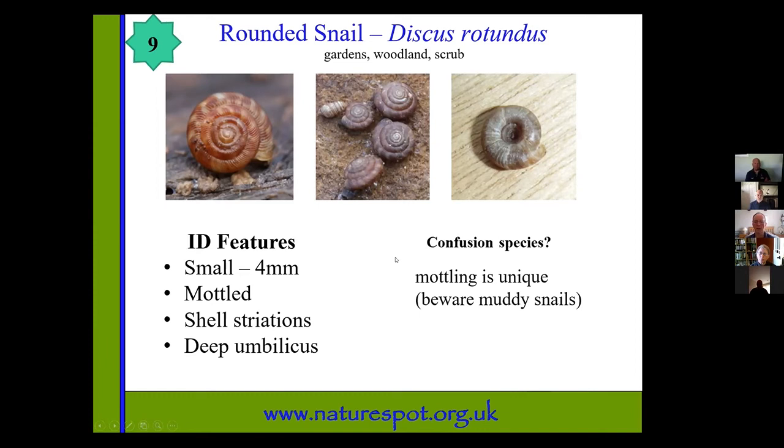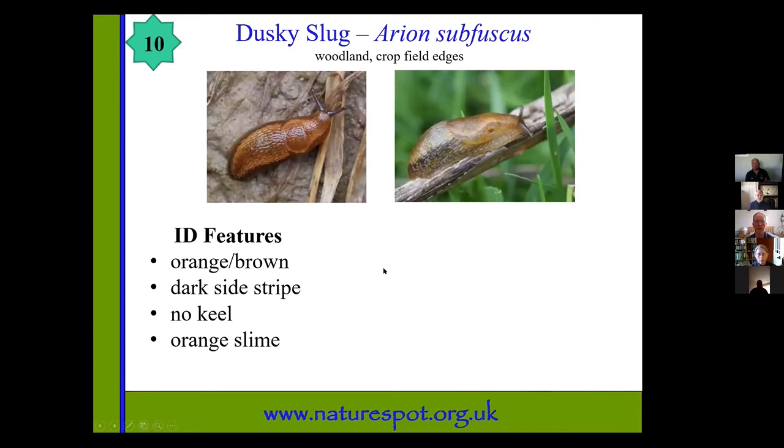And then, with confused species, if you see the mottling, these deep striations and the size, there's nothing that you're going to confuse it with. So number 10 is another slug, the dusky slug. This one is another Arion, so it's smooth without a keel.